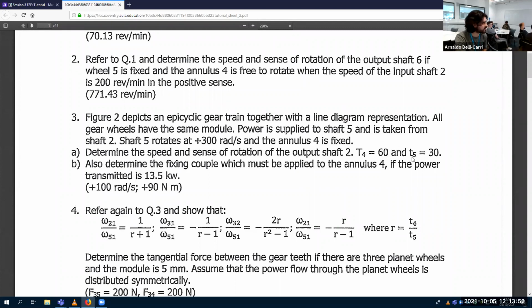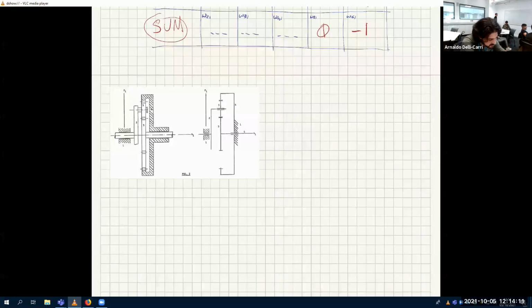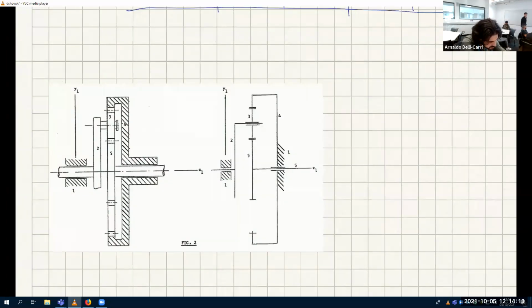We don't have all teeth, so we must write a teeth equation here. Also determine the fixing couple which must be applied to the ring so that the power transmitted can be 13,000 watts. So let's do this. This is the picture of question 3.